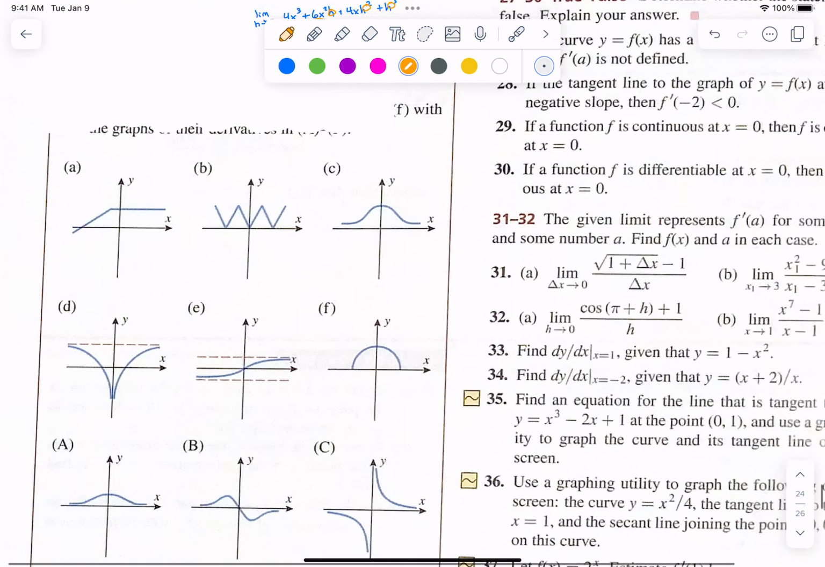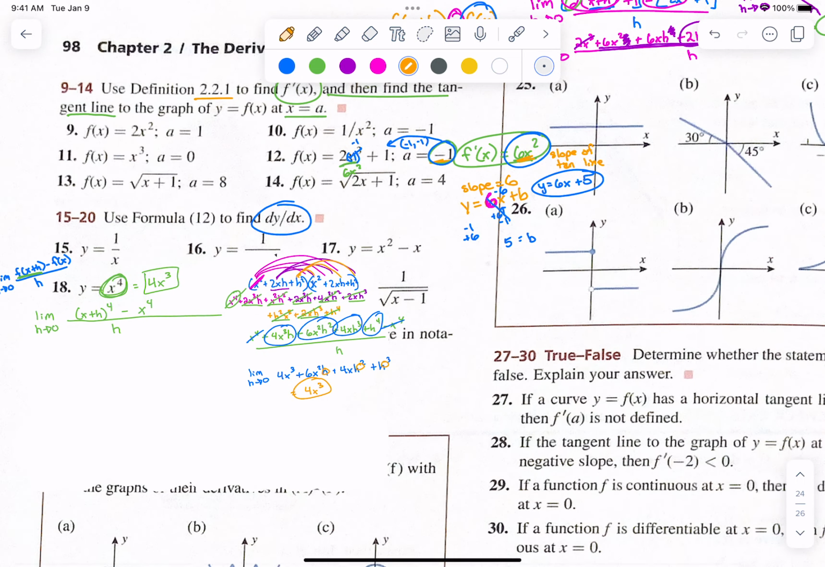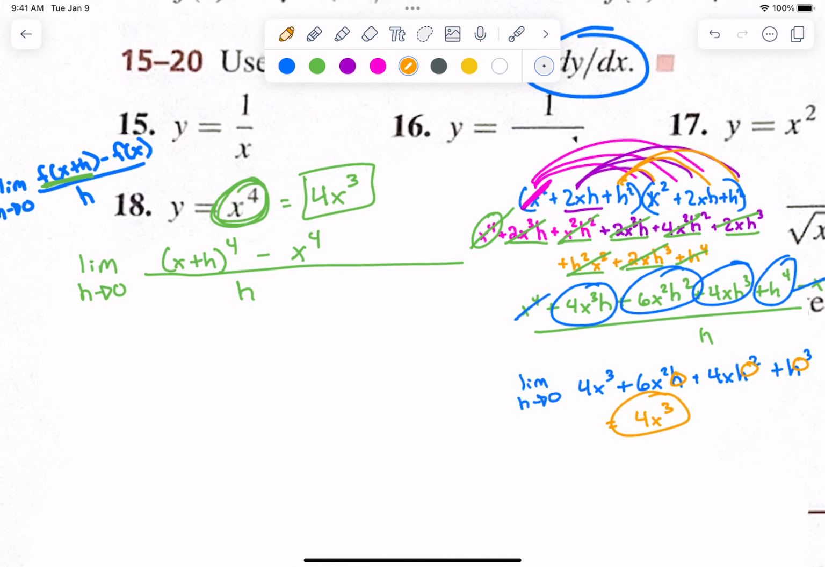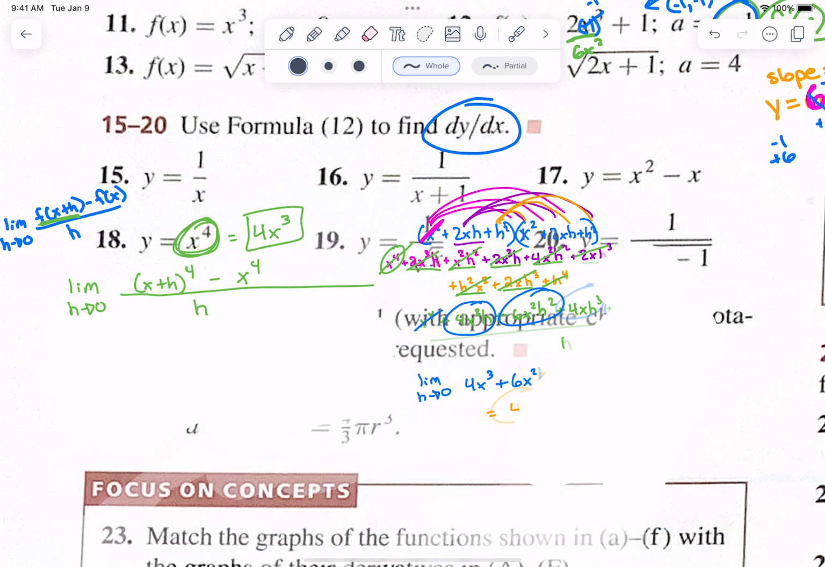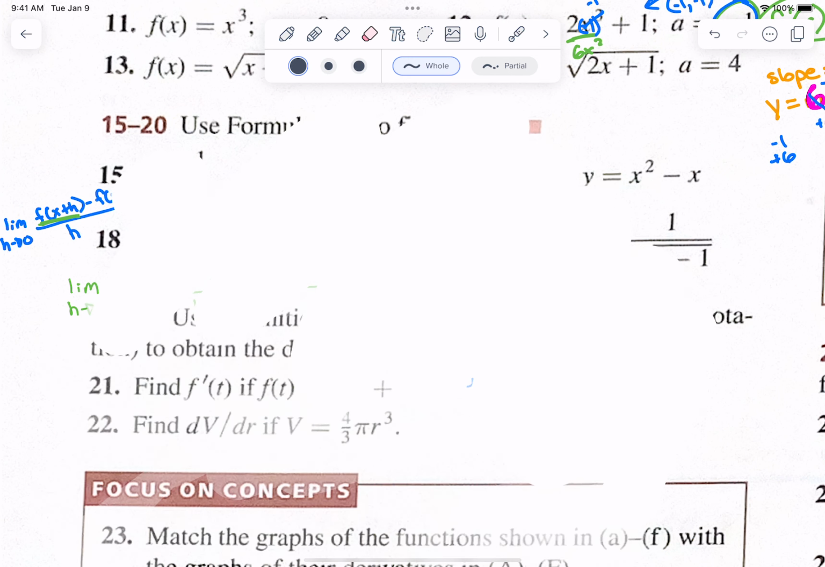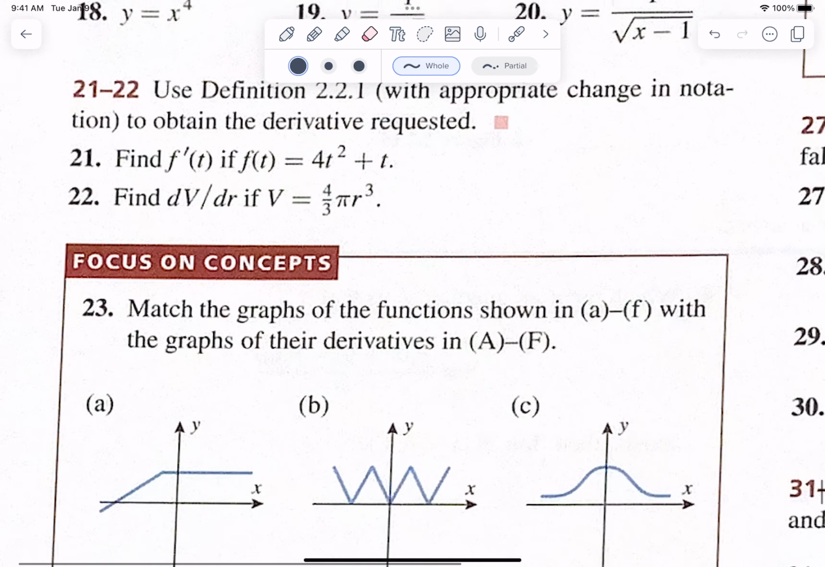What's next? Number 23? Last one? Yep. Is that all we needed, 2, 8, 12, 18, 23? Yes. Did you have a question, Libby? Well, is that the answer? Is that just the derivative? Is that the dy over dx? Yes. dy dx is just another way of saying the derivative. Perfect. Okay, 23, you said?